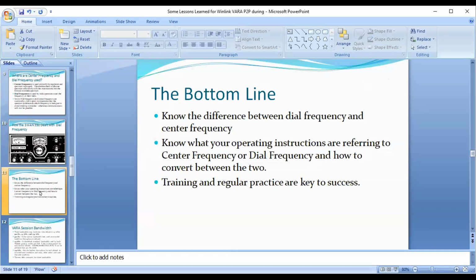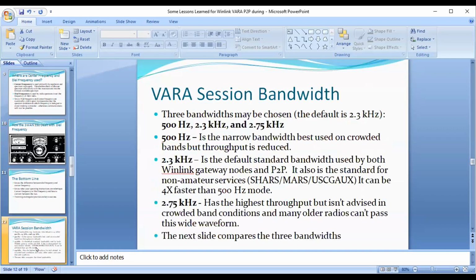And they were made until the invasion of radios coming from Japan, such as the Kenwood TS520 and the Yaesu FT101 and ICOM 720 and 735 and such. So the bottom line is know the difference between dial frequency and center frequency, and know what your operating instructions are, whether they're referring to center frequency or dial frequency, and training and regular practice are key to success. So the next topic here was the session bandwidth on Vera.